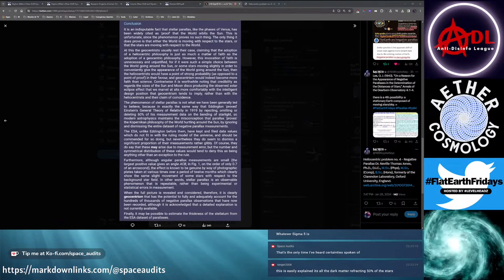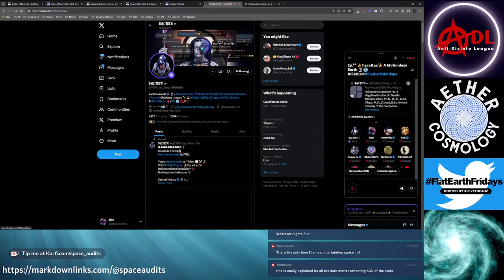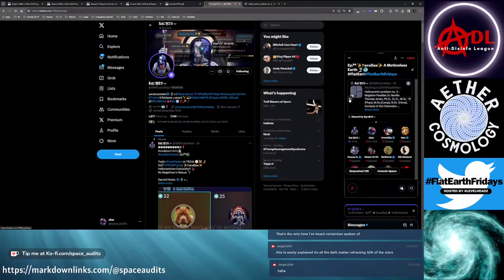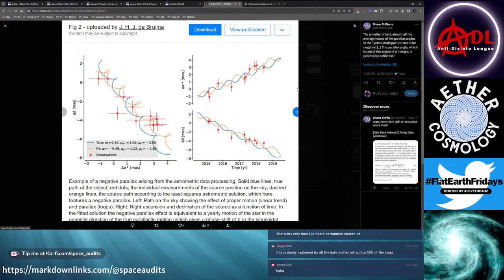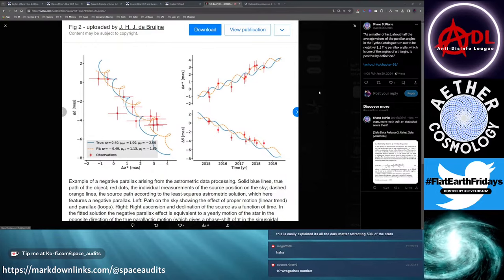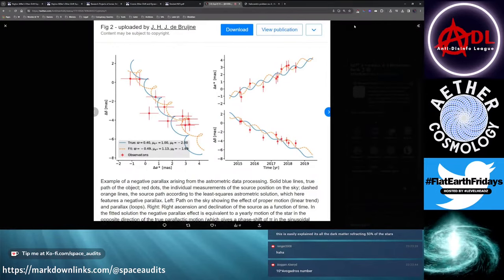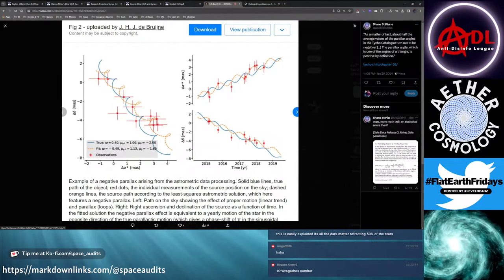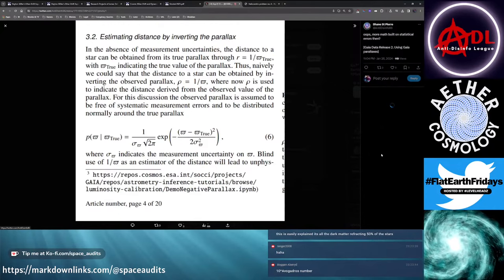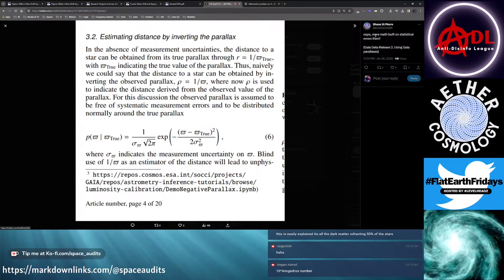I don't want to hear about instrumentation error. I don't want to hear about statistical analysis error. I don't want to hear about outliers. I don't want to hear about correct, none of that, bro. Y'all gotta tell me why you're saying we are in motion, but the stars are going the wrong way over 60% of the time. That's what I want to know. And y'all should want to know that answer too. Don't you? Wouldn't y'all want to know why?